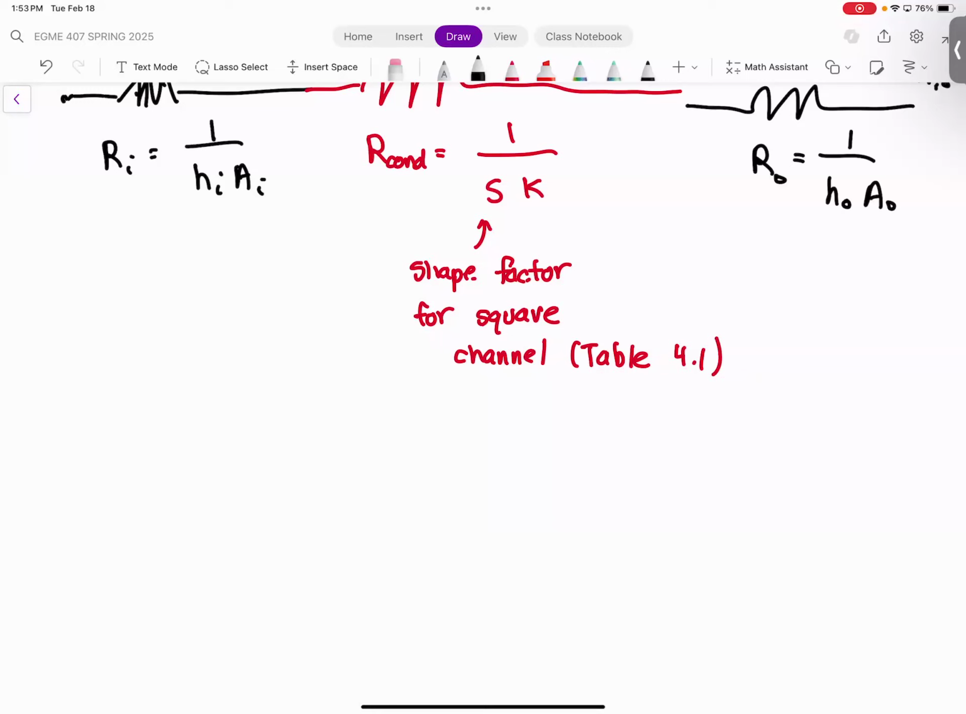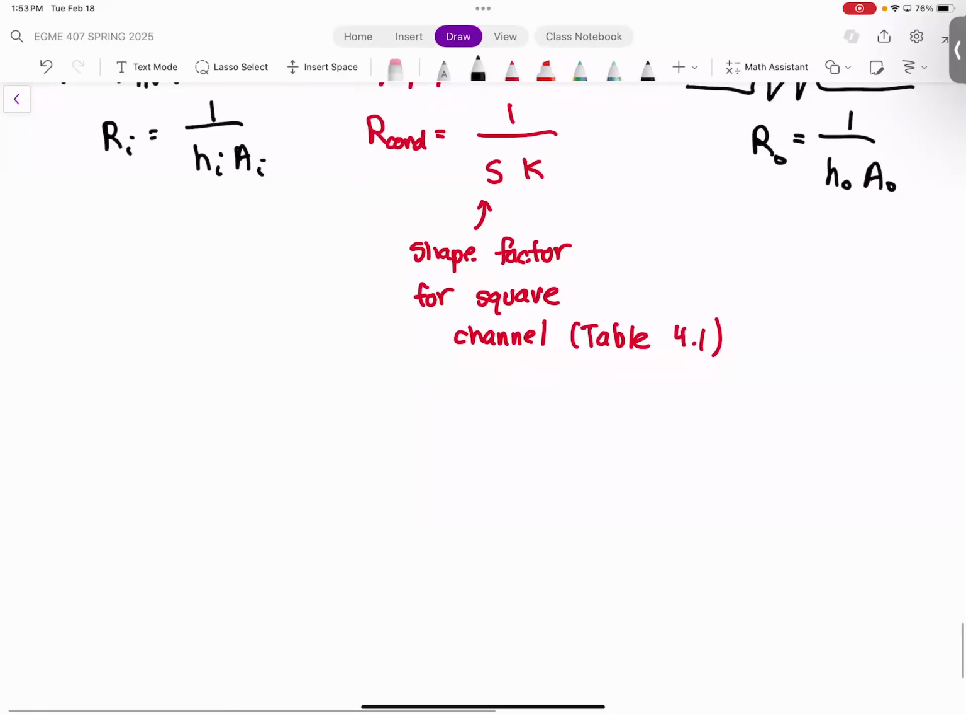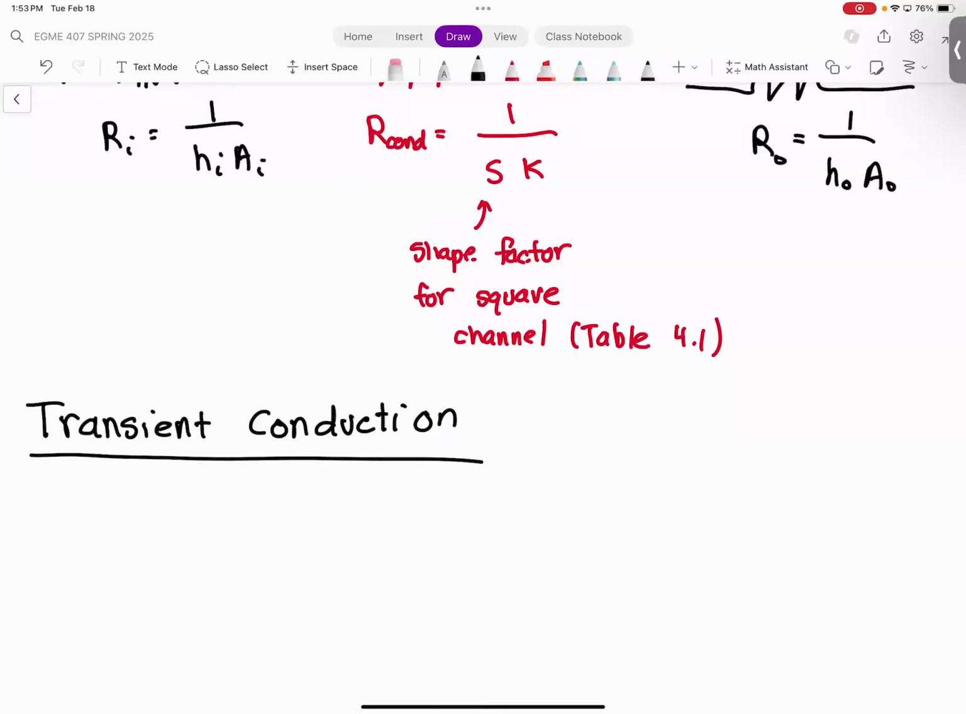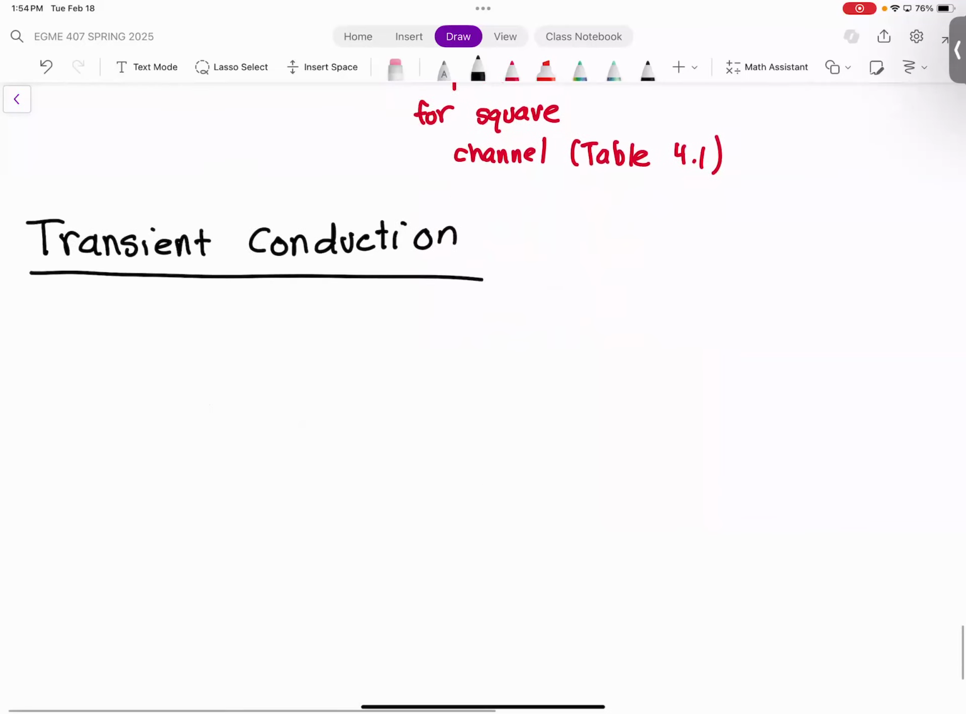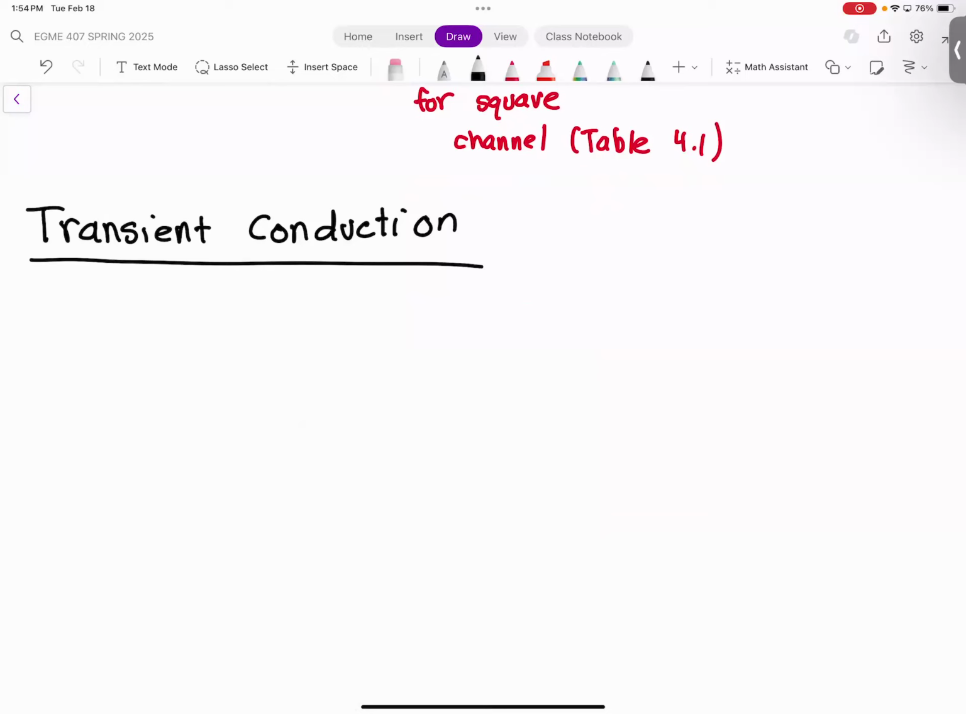Okay. So for the last 20 minutes or so of class today, let's talk about transient conduction. By the way, transient conduction is going to be the last topic that we cover that's going to be on the first midterm. So we're going to cover this for maybe the rest of today, Thursday, and maybe next Tuesday. Then that'll be it for the first midterm. Okay. So with transient conduction, we're going to start to look at cases that are not steady state.